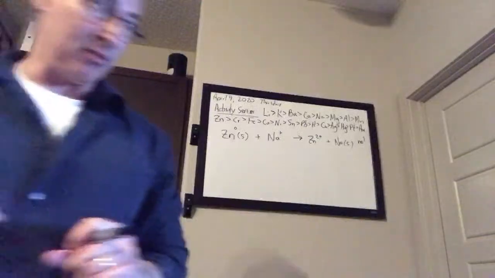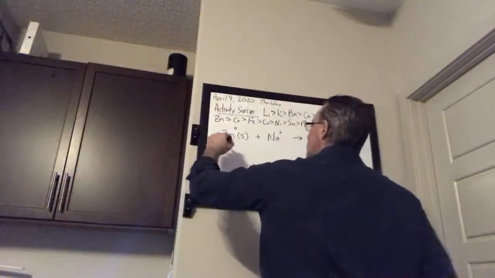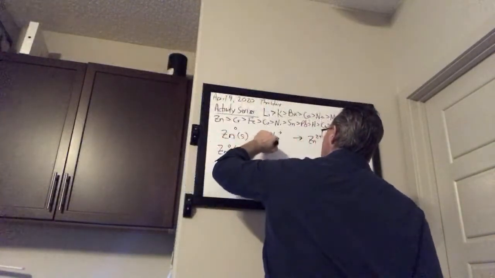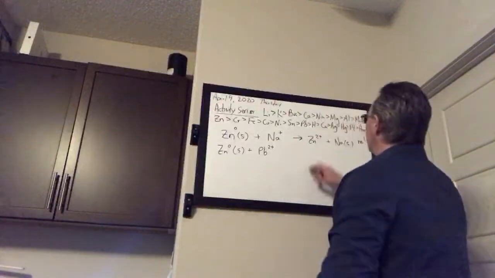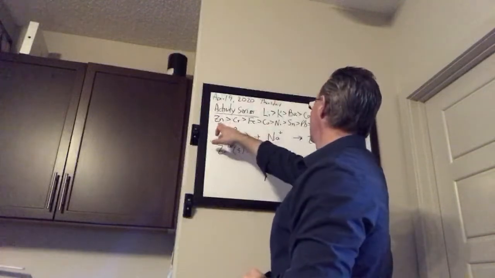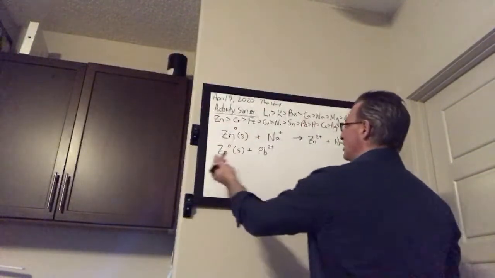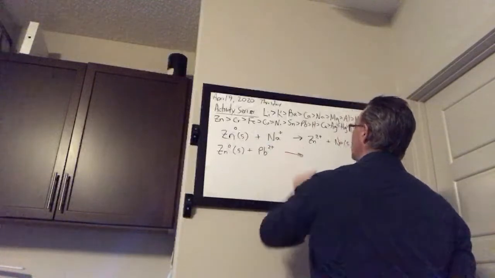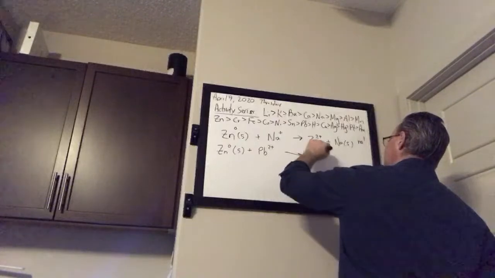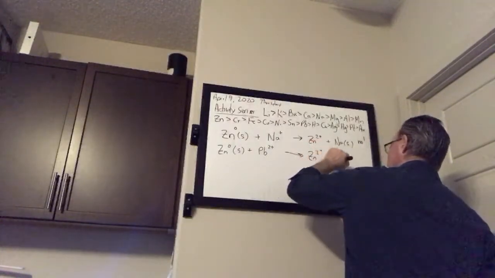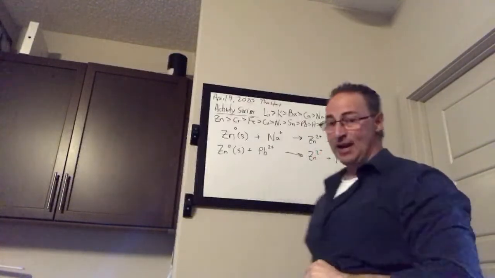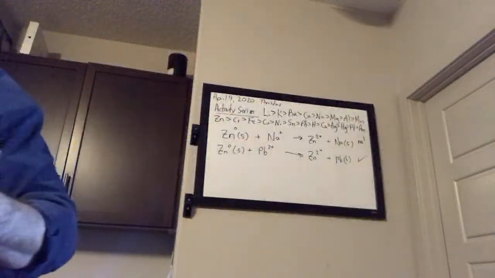Look at plumbous ions. So you have zinc in the elemental state and plumbous ions. Which one is higher on the list? Here's lead, plumbous. Zinc is higher than plumbous, so this reaction can take place. The zinc will give its electrons to the plumbous ion, so what you will get is Zn2+, and the lead will be reduced to the elemental state. This one can happen.